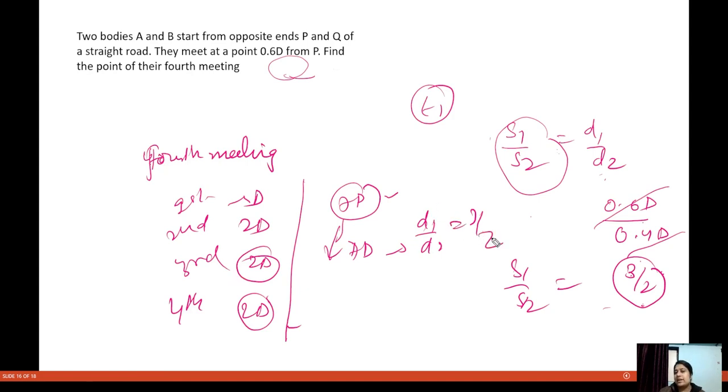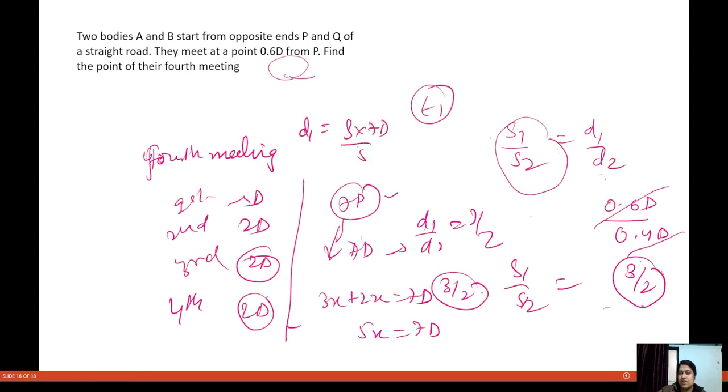So their ratio of distance will be 3 by 2. So this becomes 3x plus 2x is equal to 7d. That means 5x is equal to 7d. And d1 is equal to how much? d1 is equal to 3 into 7d by 5. So that comes to 21d by 5, which is equal to 4.2d.